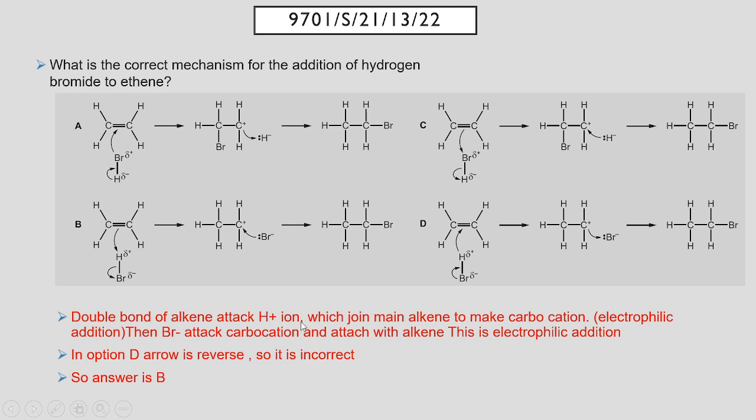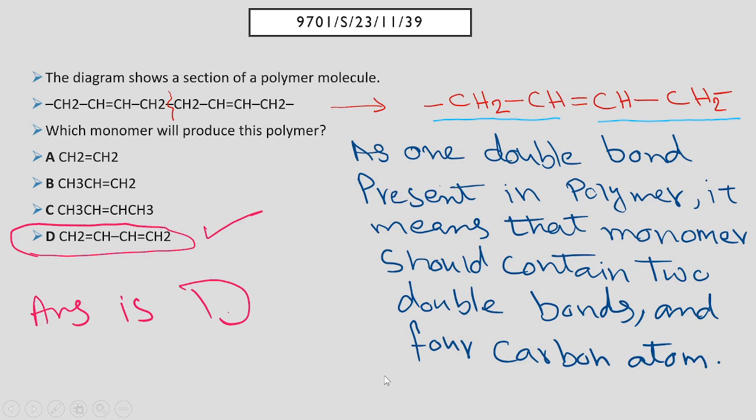So the double bond of alkene attacks the H plus ion, we join the alkene to make a carbocation. So this is electrophilic addition. The bromide attacks the carbocation and attaches to the alkene. This is electrophilic addition. In option D, the arrow is reversed, so it is incorrect. So answer is B.